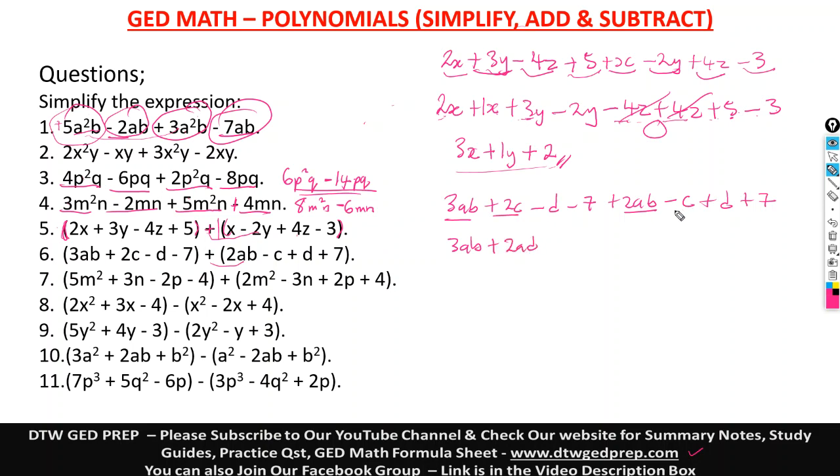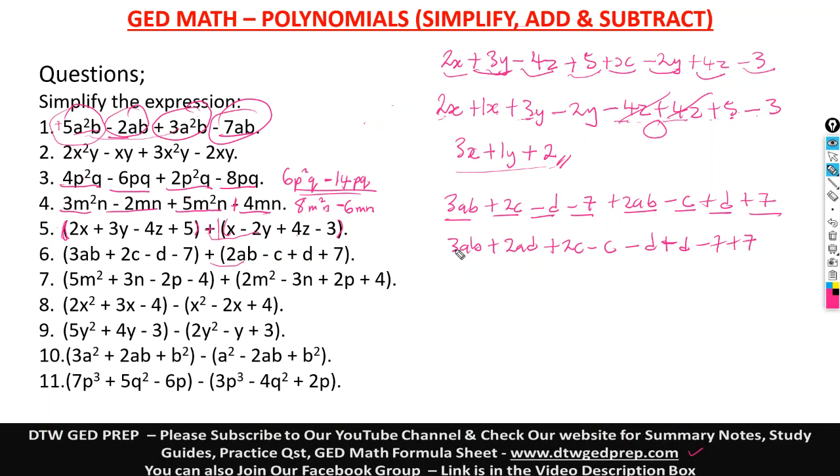This guy is the same as this. We group them close to each other. This guy is the same as this. We group them close to each other, carrying their signs. Don't forget, carrying their signs as we group them. This guy is also this. So that's a negative 7 plus 7.